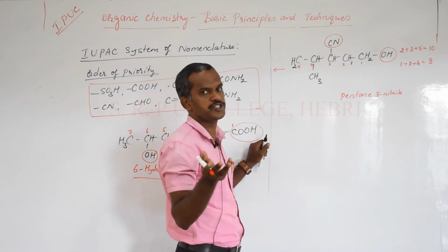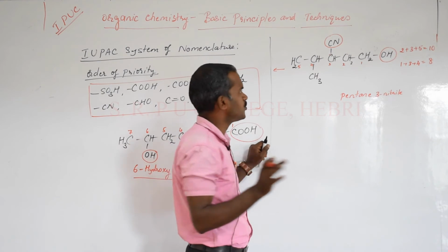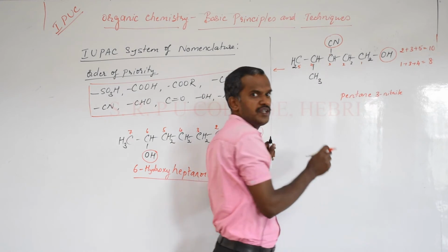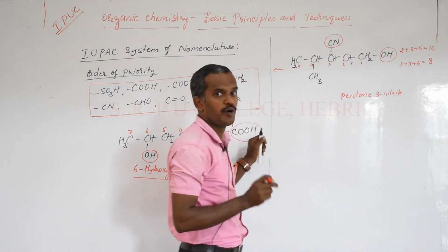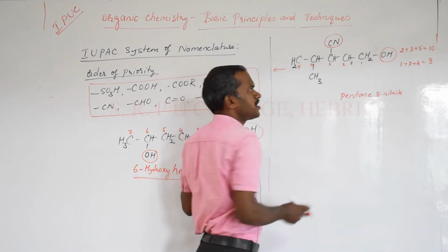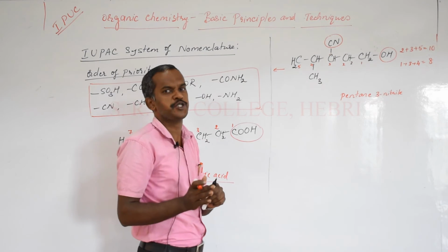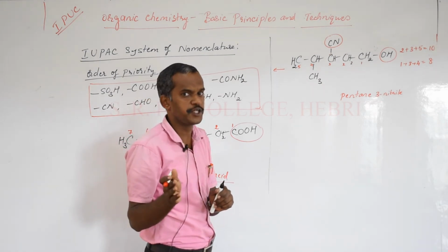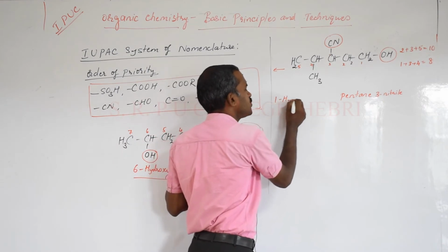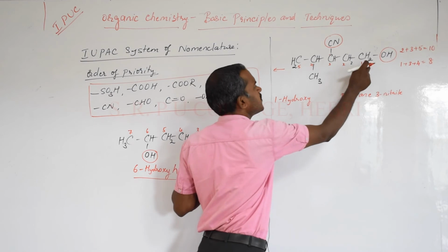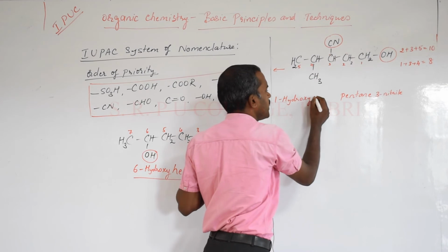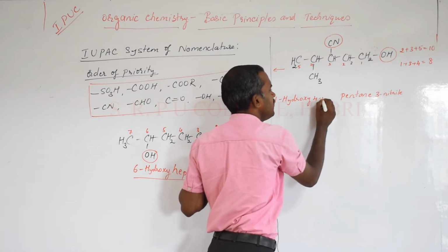Among these two substituents, alphabetical order is followed. Methyl starts with M, and hydroxy starts with H. So in order of priority, first comes the hydroxy. Even though the substituent is at the first position, you have to mention it, because it is not the functional group now, it is a second functional group. So it is 1-hydroxy. Understood? The first carbon atom has a hydroxy group, so 1-hydroxy. Then the fourth carbon atom has a methyl group, so 4-methyl.